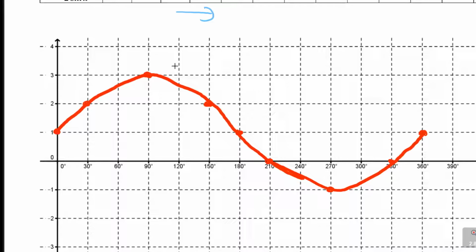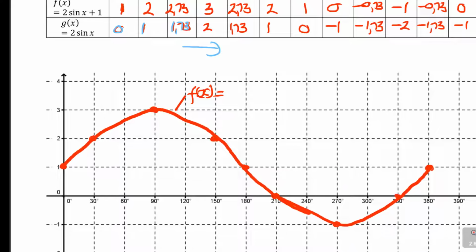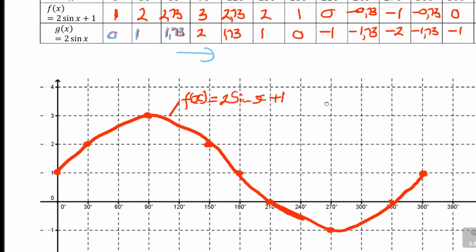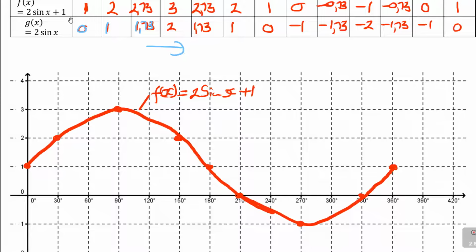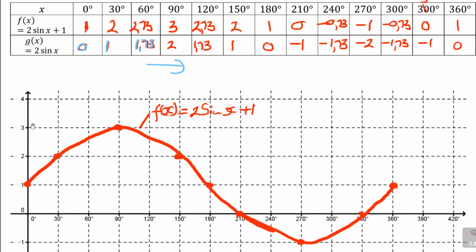So you're going to say this graph is what? f of x is equal to what? You need to label it in full. What is that f of x? It is equal to 2 sine x plus 1. Then the other graph we are now plotting is the second one, g of x. I'm going to use a different marker now. Now we do the same thing because we need to see the values.